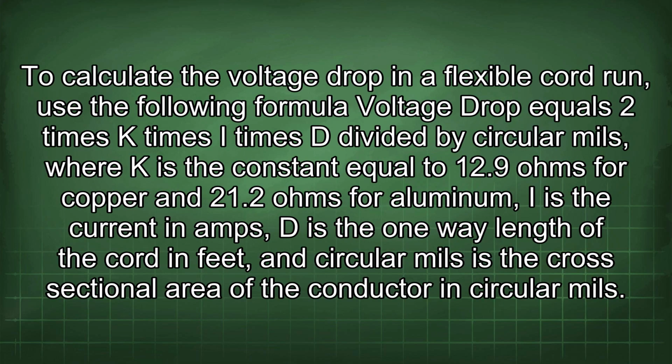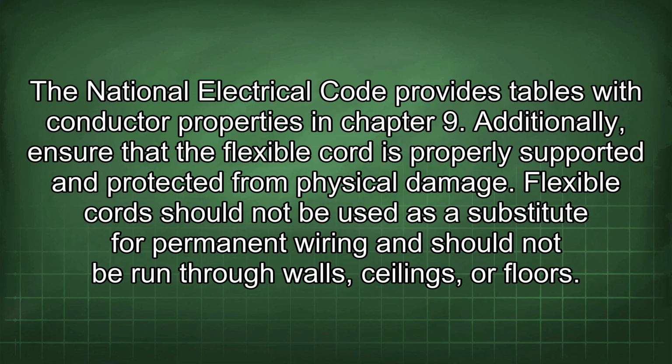To calculate the voltage drop in a flexible cord run, use the following formula: voltage drop equals 2 times K times I times D divided by circular mils, where K is the constant equal to 12.9 ohms for copper and 21.2 ohms for aluminum, I is the current in amps, D is the one-way length of the cord in feet, and circular mils is the cross-sectional area of the conductor in circular mils. The National Electrical Code provides tables with conductor properties in Chapter 9.